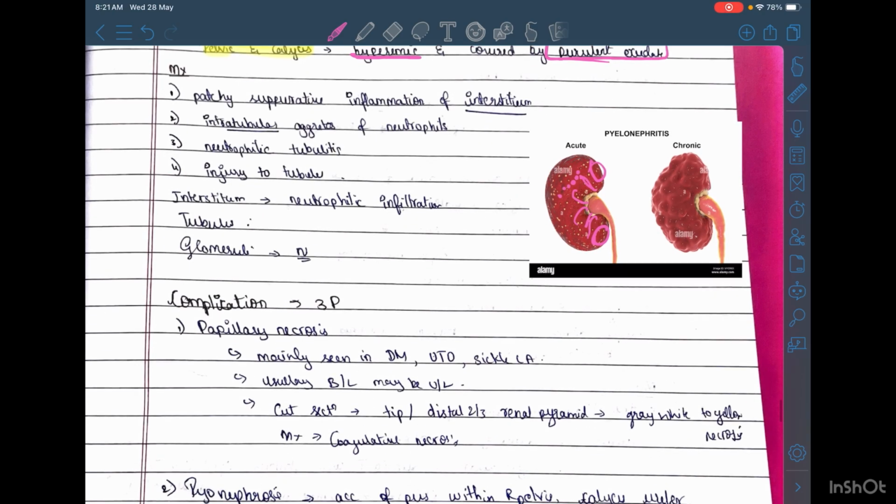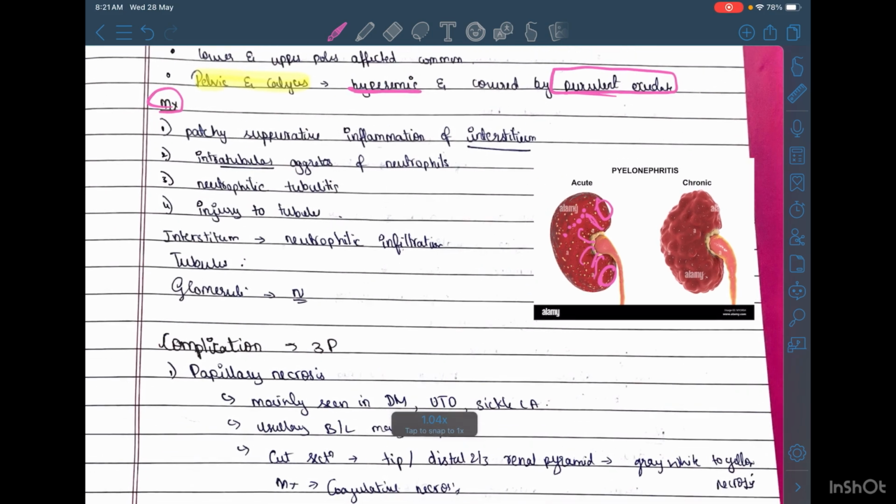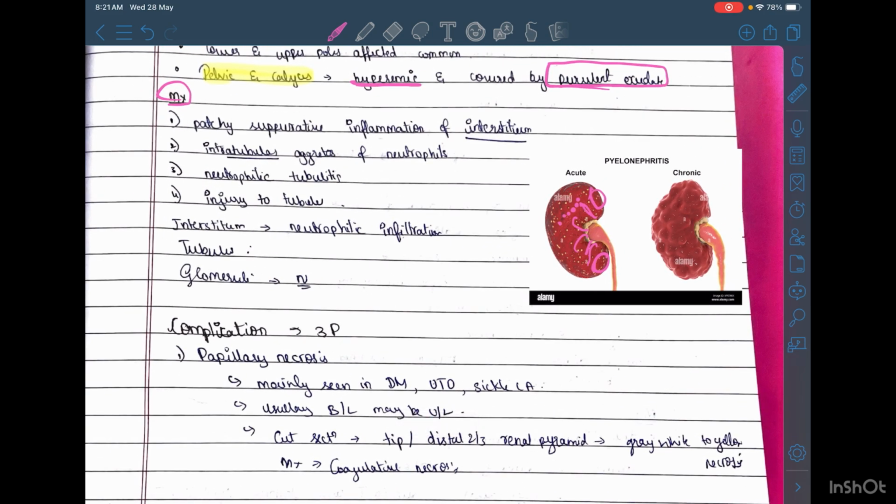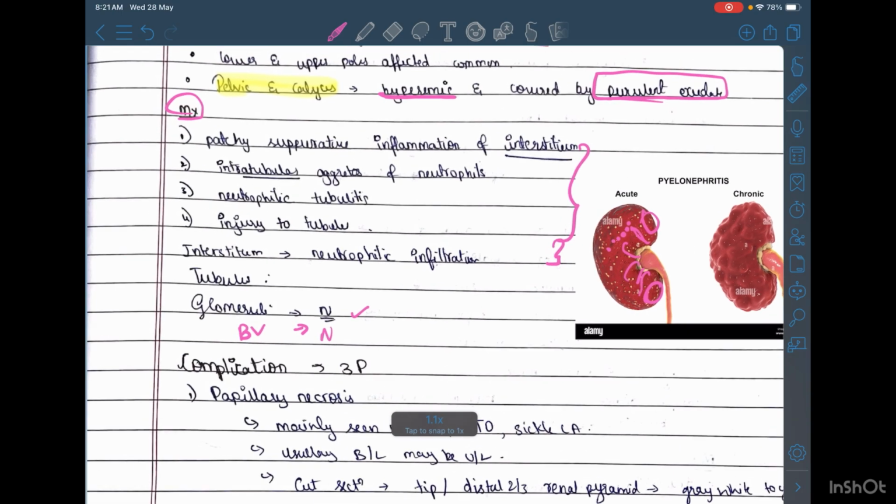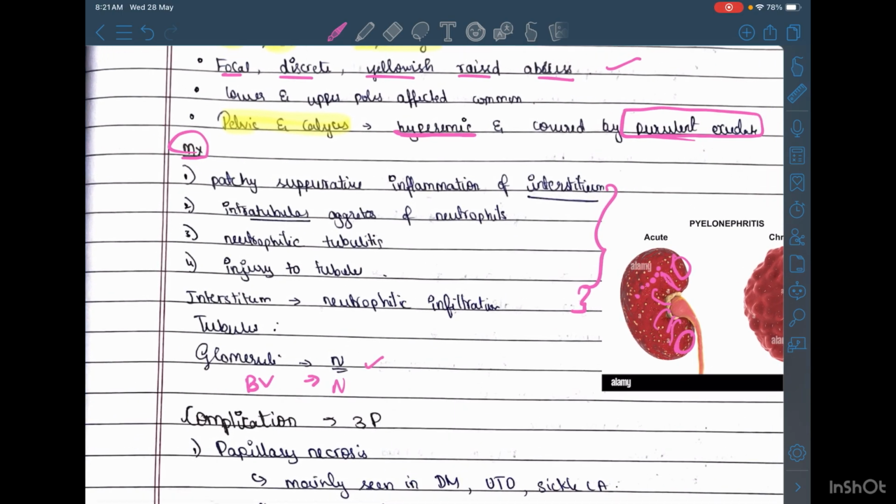Then coming to the microscopy. Mainly pyelonephritis is a tubulointerstitial disease. So you will write the changes in the tubules as well as the interstitium. The glomeruli will be normal and blood vessels will be normal, right? So coming to the interstitium, definitely there will be inflammation, neutrophilic infiltration. Because it's acute, you are going to mention it as neutrophilic.